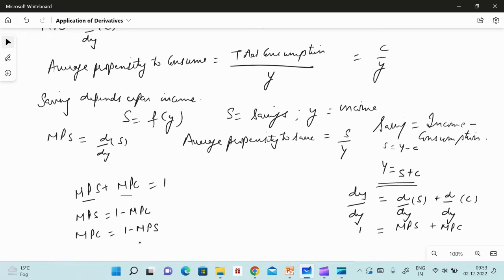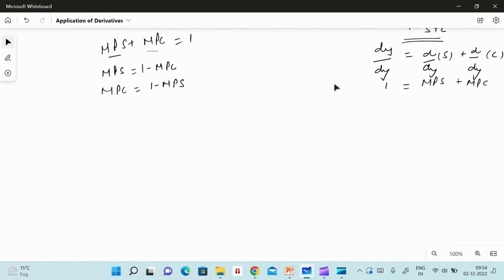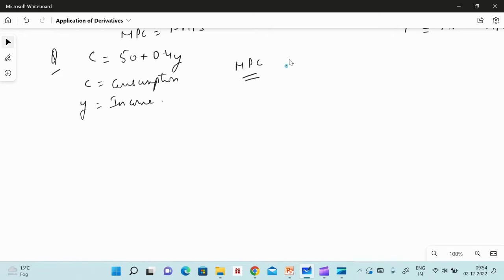Now let's proceed further with the help of some examples so that the concept can be clarified further. I will take a very simple question here. Suppose it is given that the consumption function of an economy is C equals 50 plus 0.4y, and we know that C is consumption and y is income. We have to find the marginal propensity to consume.